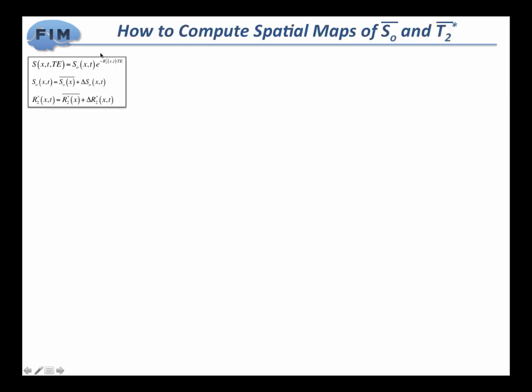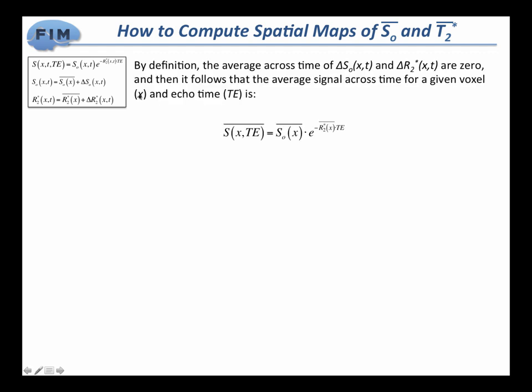Here are just these little formulas to keep in mind. By definition, as I just said, the average across time of the fluctuations in S0 and R2 star is 0, because I calculated the mean and put it in a different term. Therefore, if I take this and calculate the mean, which would be the mean in a given voxel of my time series across time, this is what I end up with. So the mean time series across all time in a given voxel and a given echo time contains information about the mean S0 and about the mean R2 star.